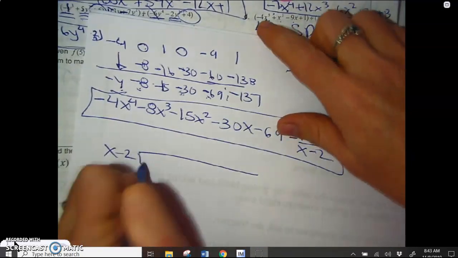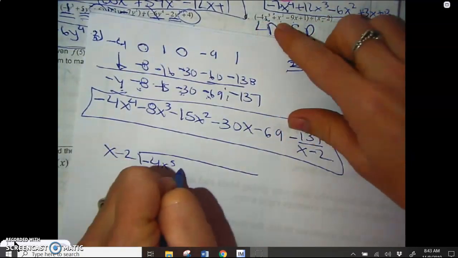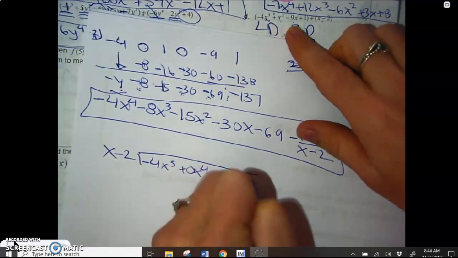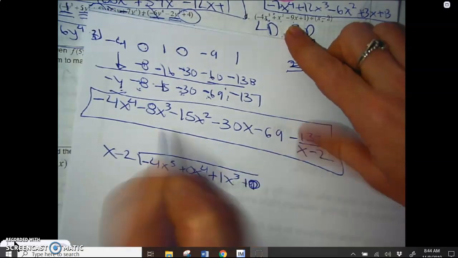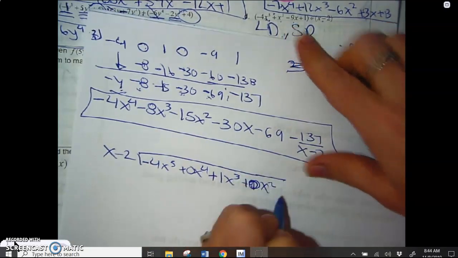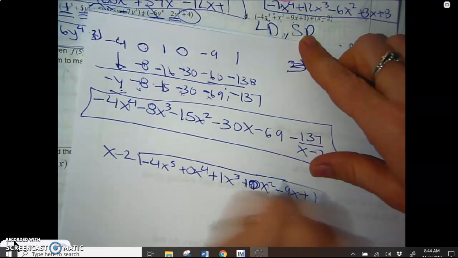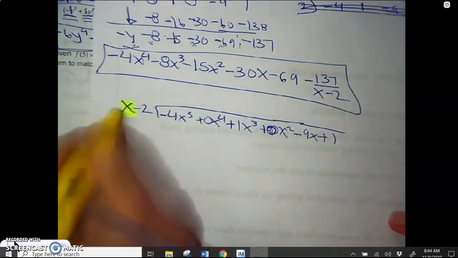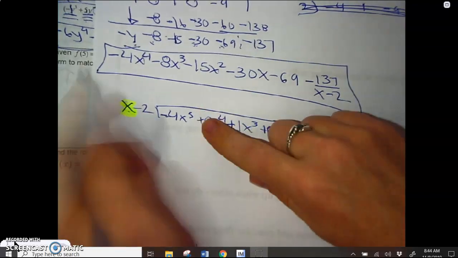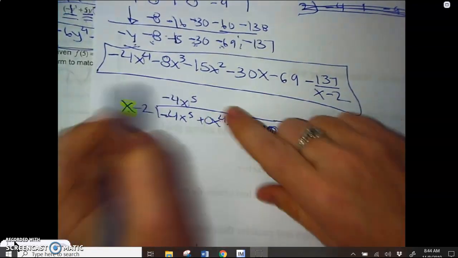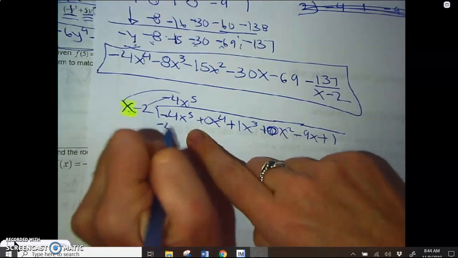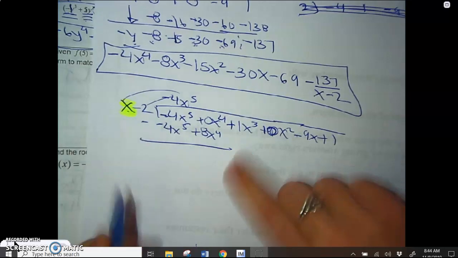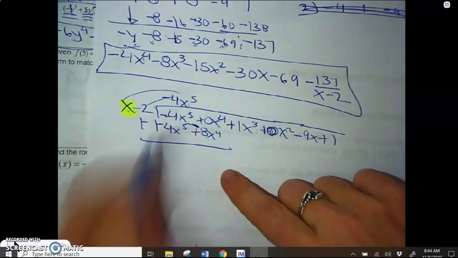It's bonus. Okay? Negative 4x to the 5th plus 0x to the 4th plus 1x cubed minus 0 plus 0x squared minus 9x plus 1. Oh, this looks like a pain in the tush. If you remember, this one's always the divisor. So this divided by this. Now multiply, multiply. Subtract. Change the signs of everything to the right.